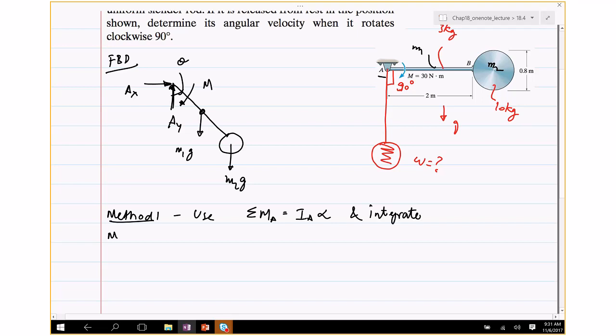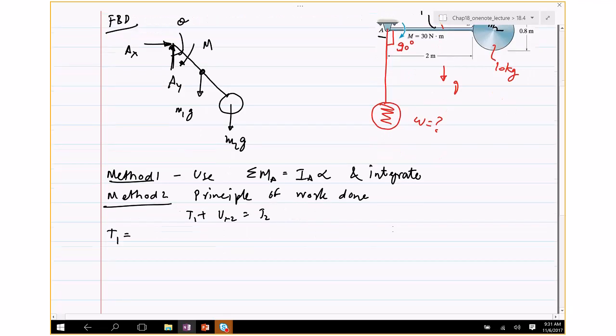Let me do it the other way, method two. Again, as I said, you have two choices, conservation of energy versus work done. Use the principle of work done, because that M could have been a non-conservative force. So I'm going to use the principle of work done, which says that T1 plus U12 is T2. The initial kinetic energy is simply 0.